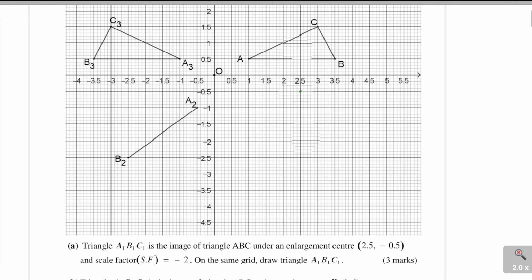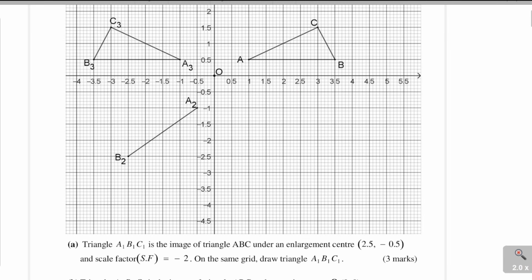We'll take each point at a time. So we take point A and we join it to the center of enlargement using a straight line. So here we have the center. Let me mark it. We join that using a straight line. Use a ruler to do this. So join it like that using a straight line.